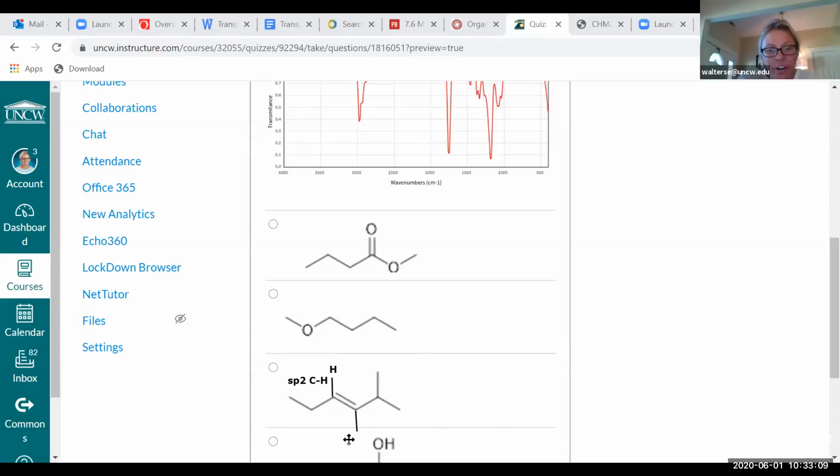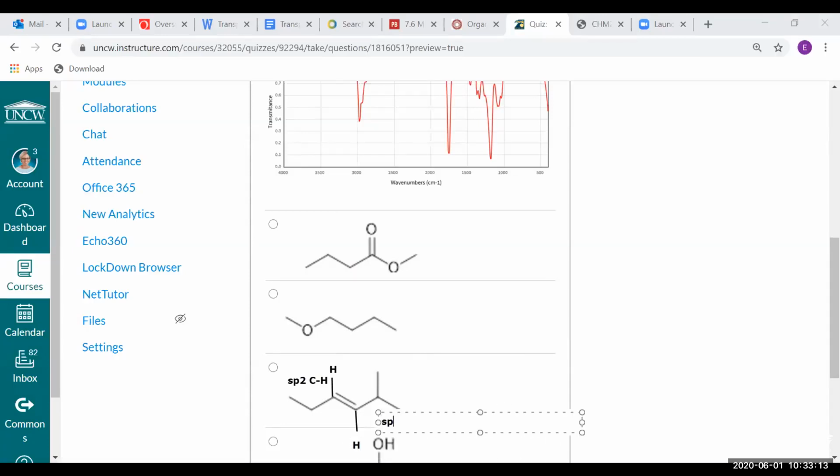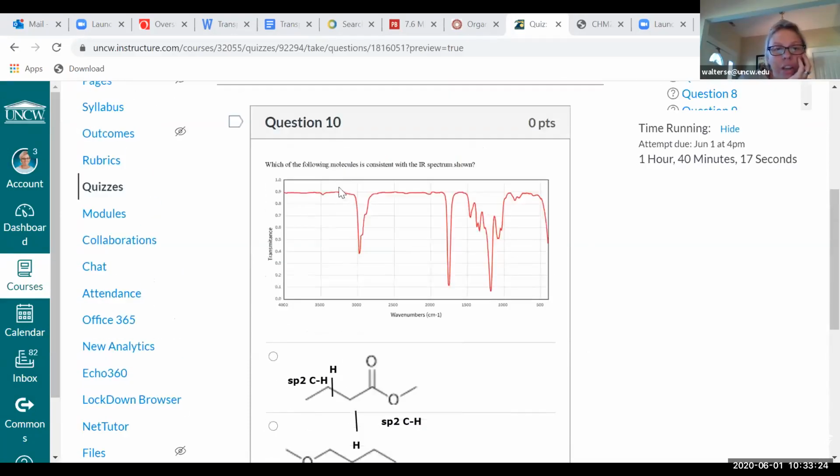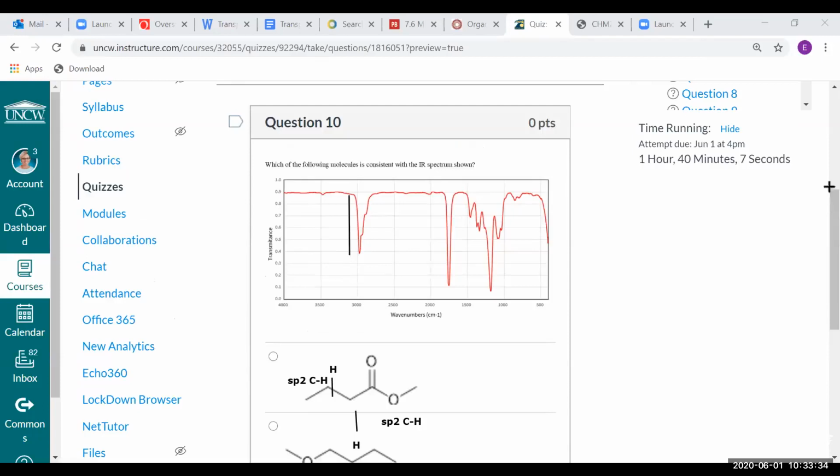You have a hydrogen here. So you would have to have, but if you look back up at the IR, you don't have those stretches over here. An sp2 carbon to hydrogen stretch would be probably like right here.